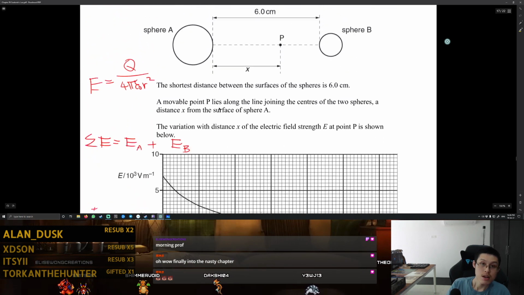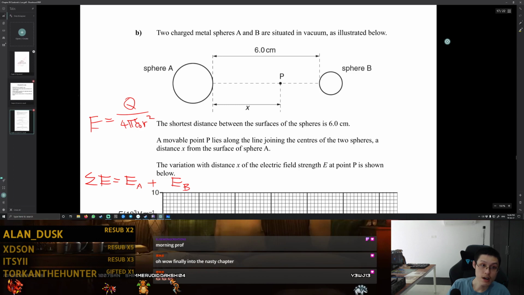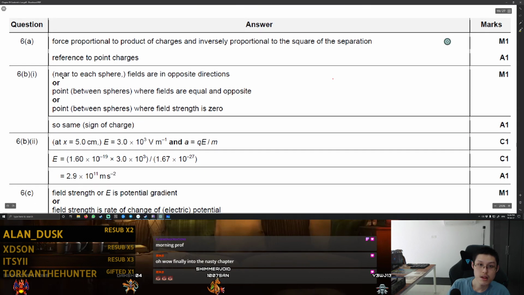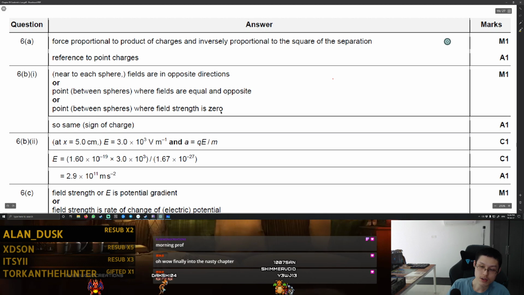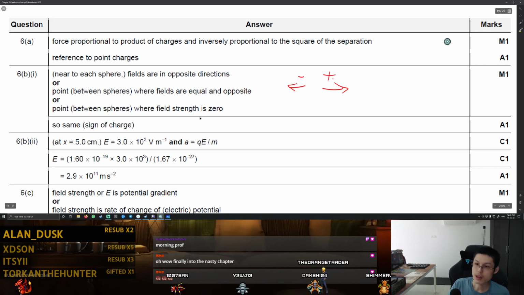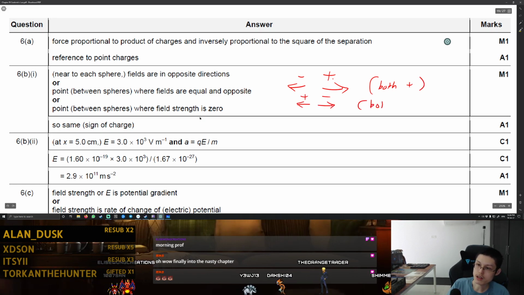Okay? So, what you are supposed to write is this. Fields are in opposite directions. And then you say the point where the fields are equal and opposite, the field strength is 0. Therefore, it is the same charge. If going to the right is positive, going to the left is negative, then we know that both charges must be positive. If the convention is different, then both charges are negative.